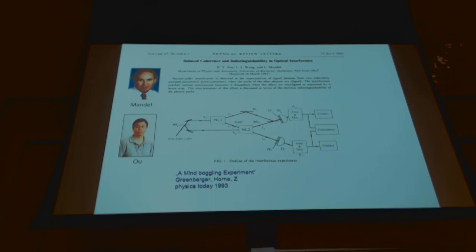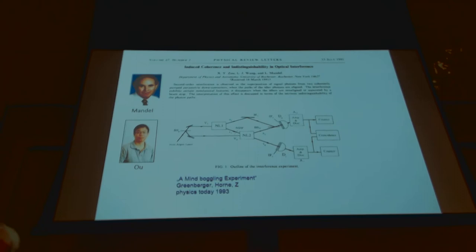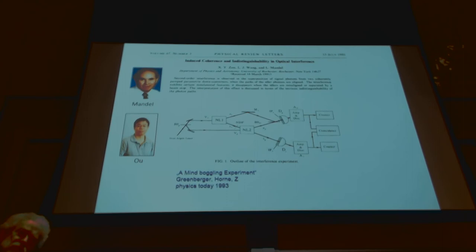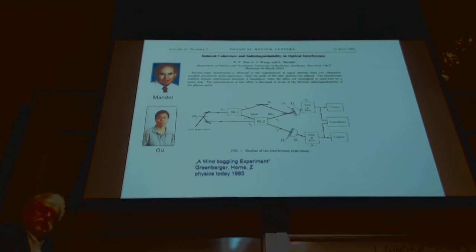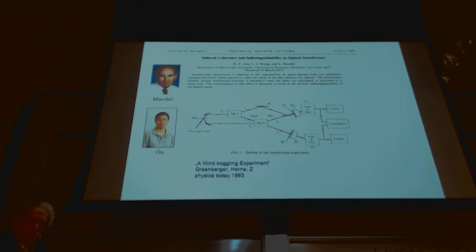Now let us assume that the pump intensity is such that you can neglect all events which create more than one pair at a time. Okay? There's only one pair at a time. So in the scheme, this means that you have one pair created, but it's created either in crystal number one or in crystal number two. You don't know where it's created.